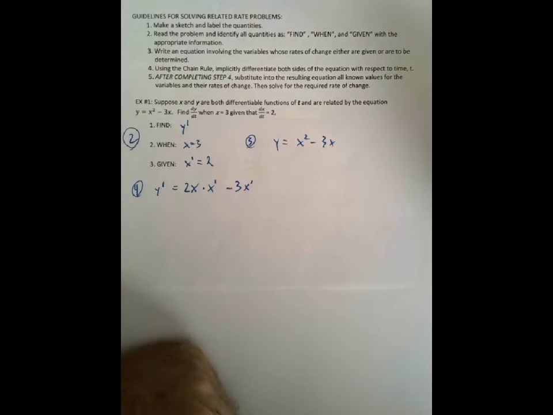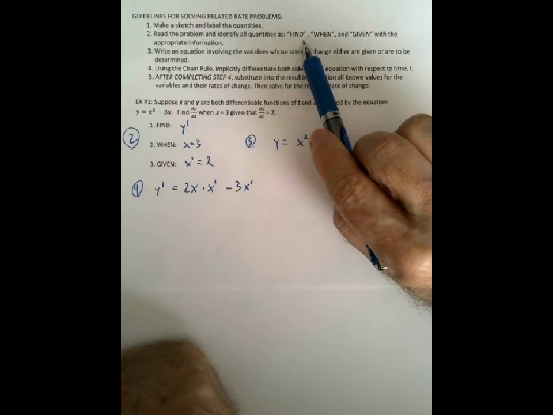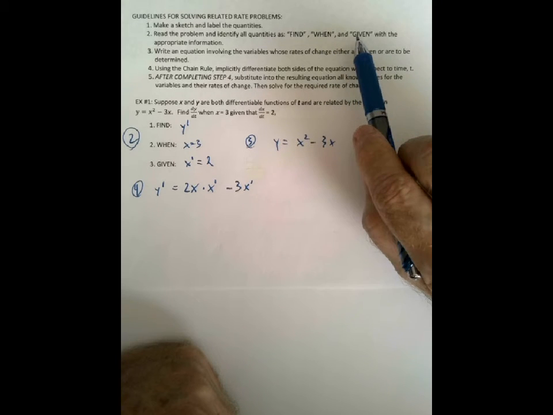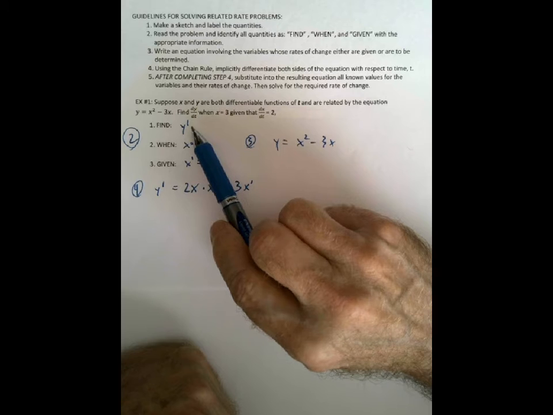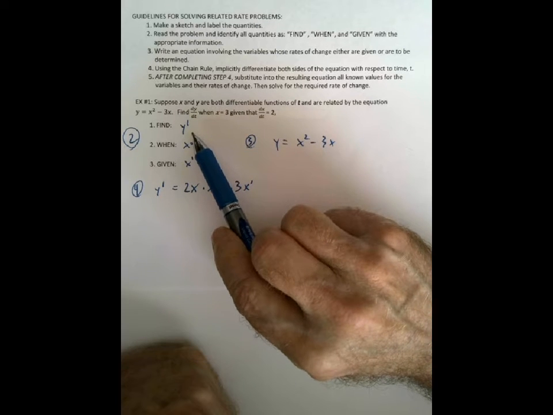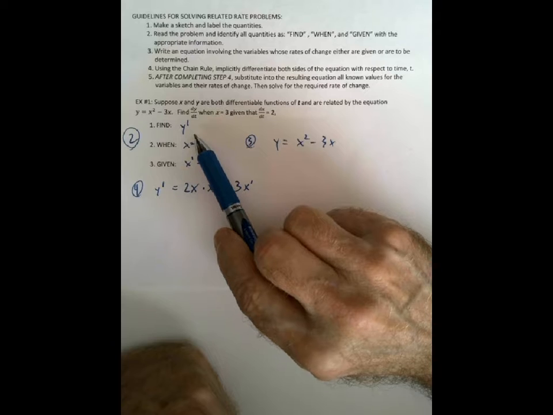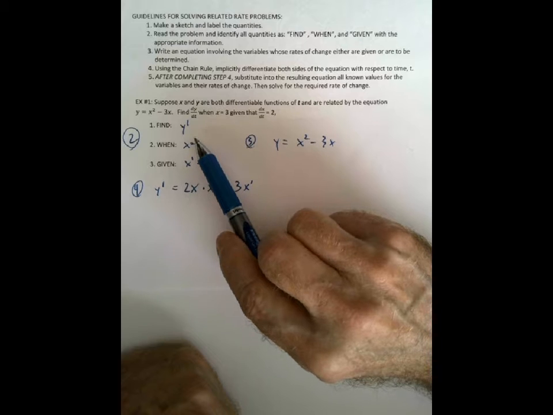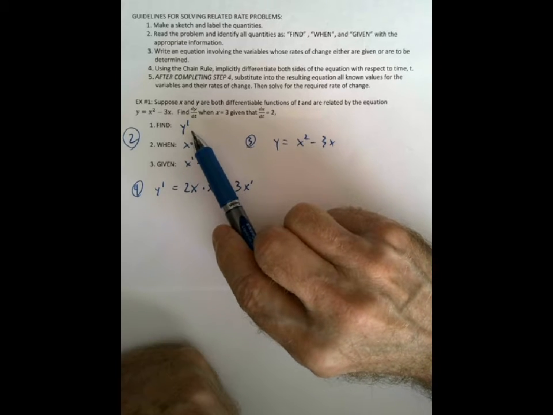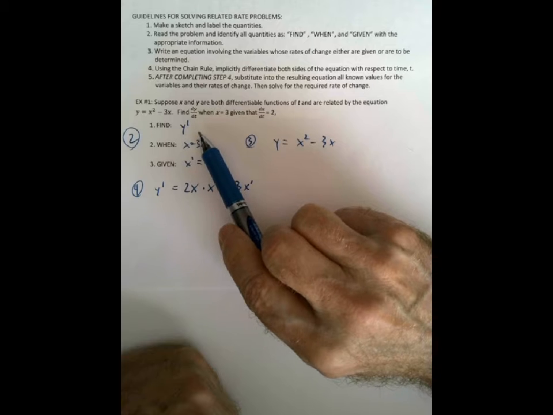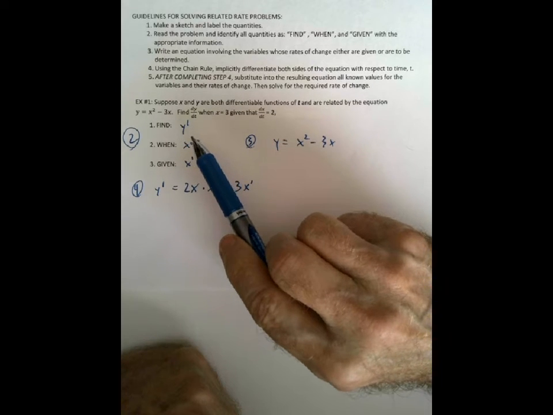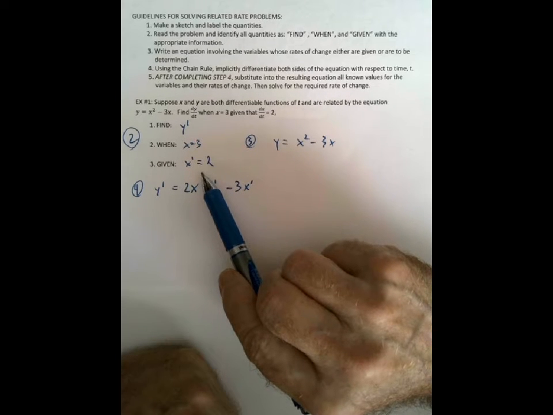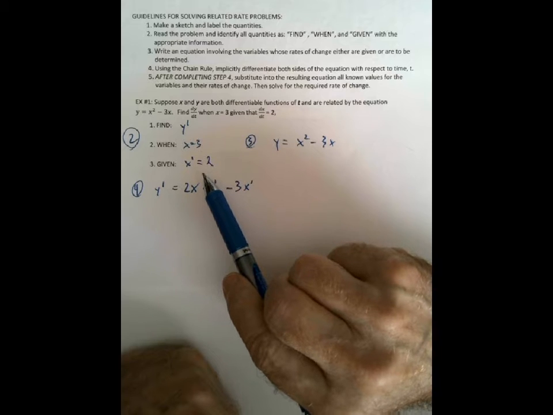So we'll go straight to step 2, in which we're reading the problem and identifying all quantities as find, when, and given. Find is the rate of change that you're trying to calculate. Every problem will say calculate or find or what is this rate of change, and that's what you're asking for. So the find is the quantity that you're solving for, which will always be a rate of change.